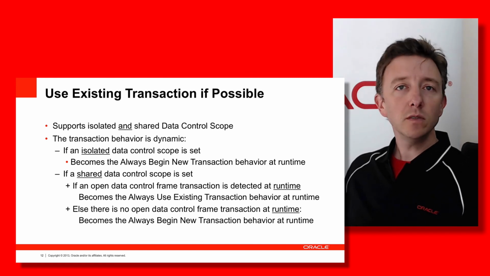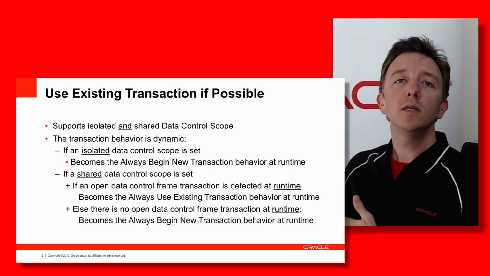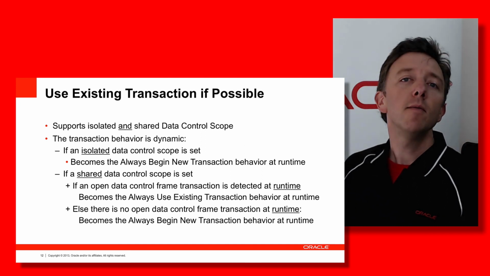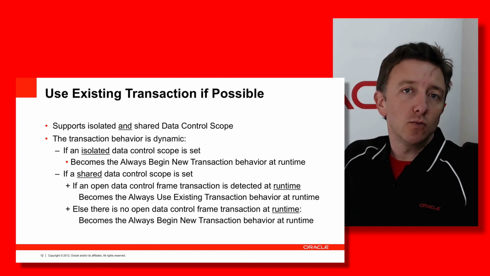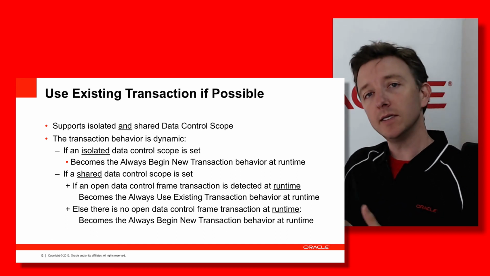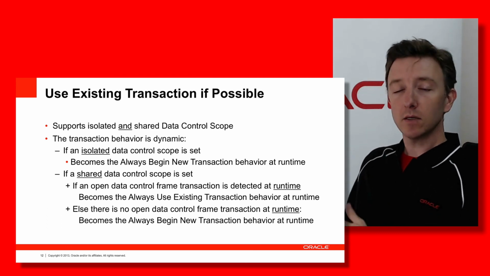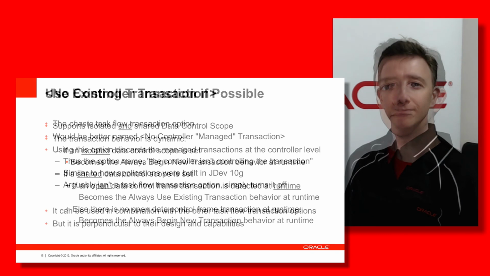So here's an option, the use existing transaction if possible option, that only determines its behavior at runtime, and it makes itself in many ways more flexible because it just sees what's happening. Is there a transaction going on? Isn't there? Is there a data control frame which I can join? No. And based on what's actually happening at runtime, it will change its behavior.